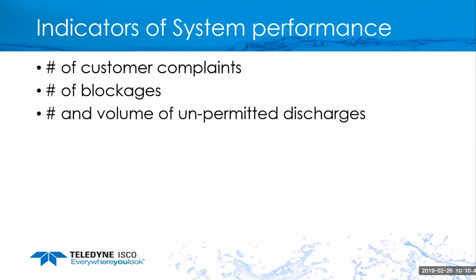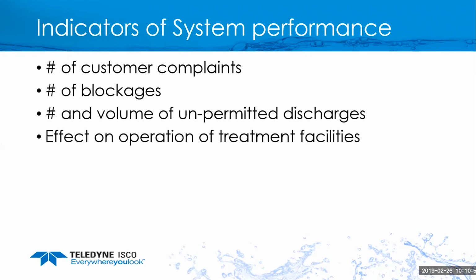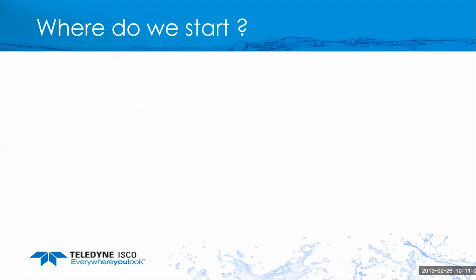And then the volume of unpermitted discharges. You may find that you have a lot more flow going through certain sections of your collection system that you didn't plan on. And what does this all do? It has an effect on the operations at the treatment facility. So you're treating extra water that you weren't planning for or might not be able to handle.